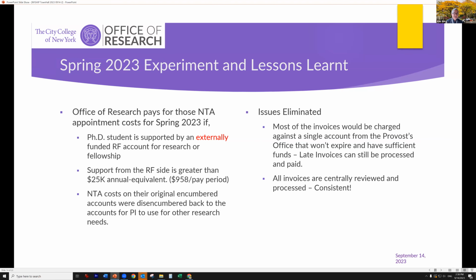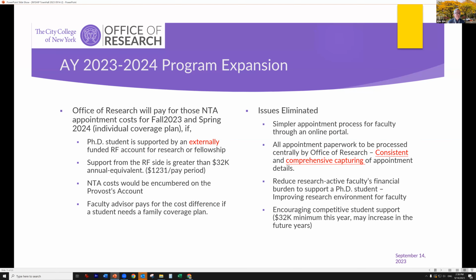And this eliminates the problem of invoices that cannot be charged against the PI account because of expiration or insufficient funds, because now the Provost office is taking care of that responsibility. And we think that it is making some headway into solving the problem or mitigating the issues.